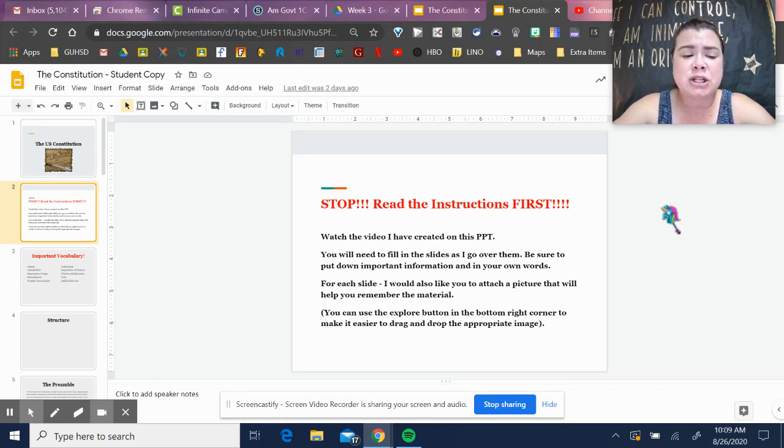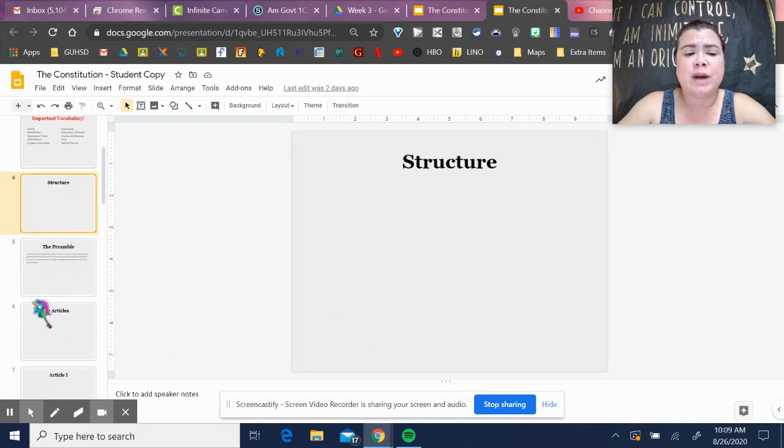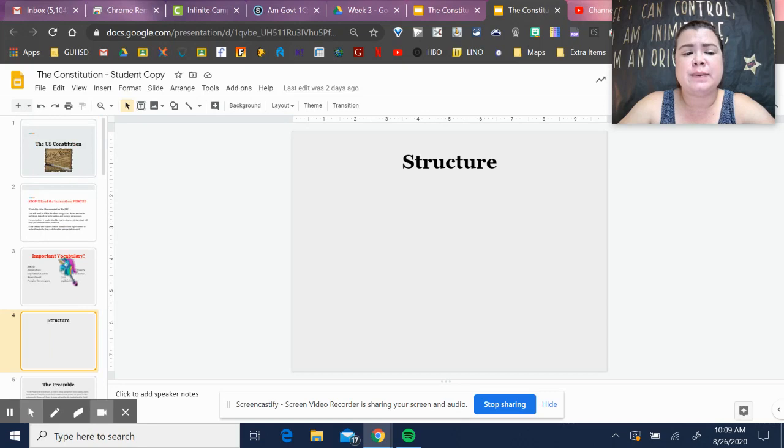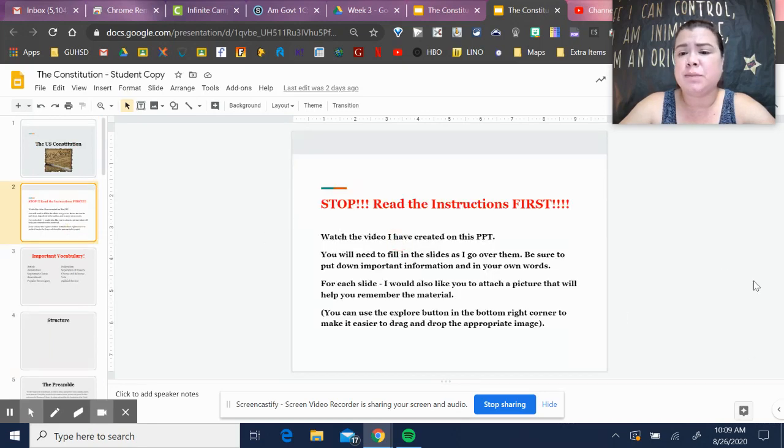Additionally, you'll notice that these slides are kind of blank all the way through, and the reason for that is because I would like you to not only put your notes on it, but also to find a picture that will help you remember the material for each slide. So if something is important on that slide that you want to remember, try to find an image to match it. The easiest way to do that is to go down to this Explore button, click it, and then type in what you're looking for in that image, and then you can drag the image onto your slide.